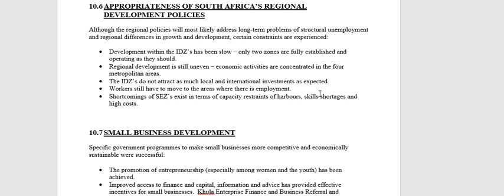And then in terms of the SEZs, the one that we do have, there are shortcomings in terms of capacity constraints. Our harbors are just not big enough. Skill shortages, the costs involved, transport cost of electricity, the backlogs at the harbors. They can't find skilled workers. Obviously, the SEZs cannot function properly with these constraints. So these are the factors that are inhibiting the success of our regional development policies.